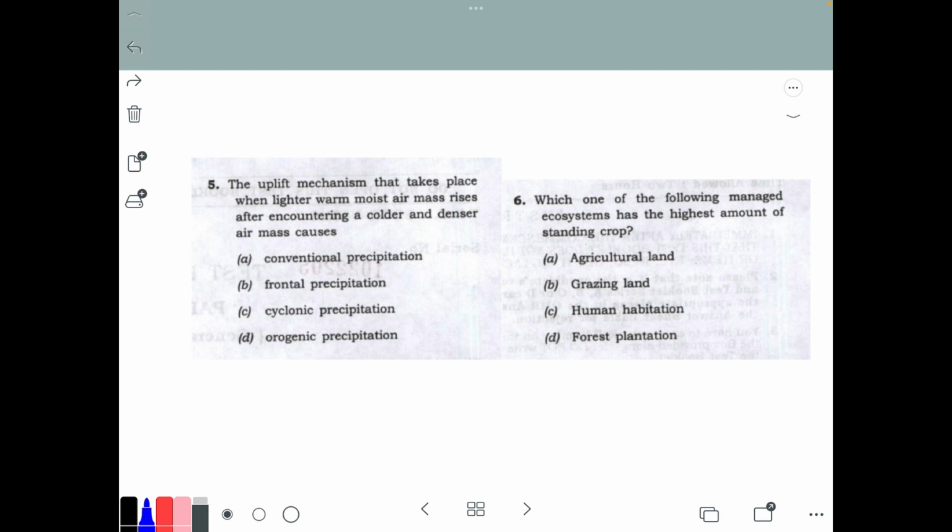What is frontal precipitation? Mass along the zone of contact of warm and cool air mass. The precipitation resulting from the junction of hot and cool air mass is called the frontal precipitation. And cyclonic precipitation occurs when the warm and moist air mass meets a cool and dry air mass. Okay, so the correct answer is orogenic precipitation. So this uplift mechanism results in the formation of orogenic precipitation.